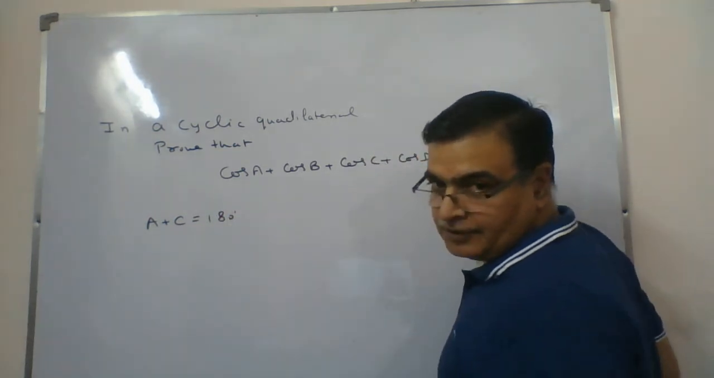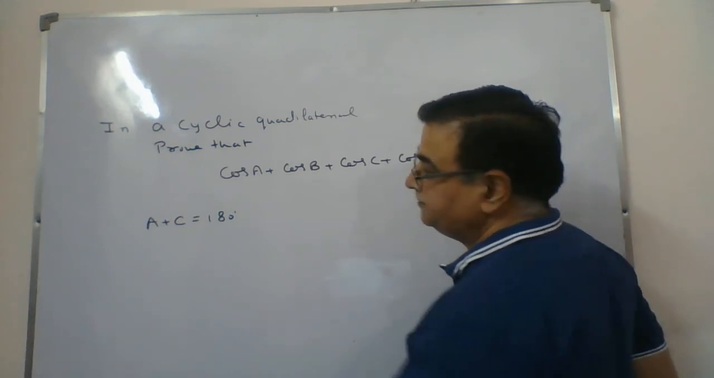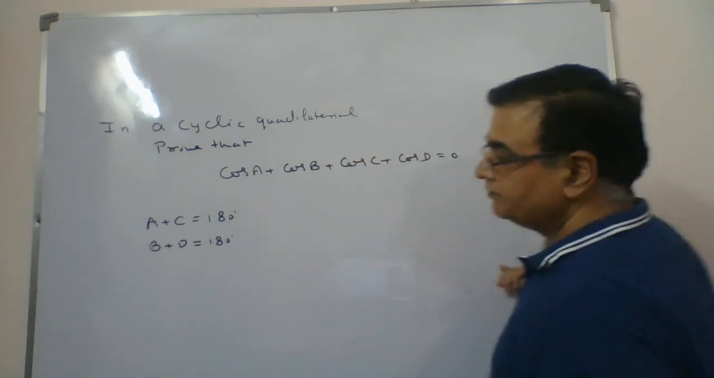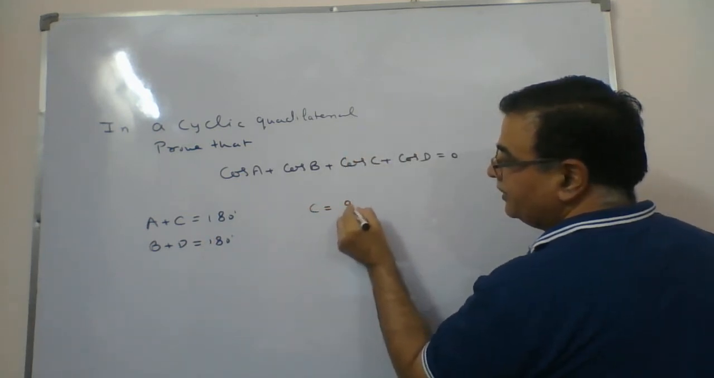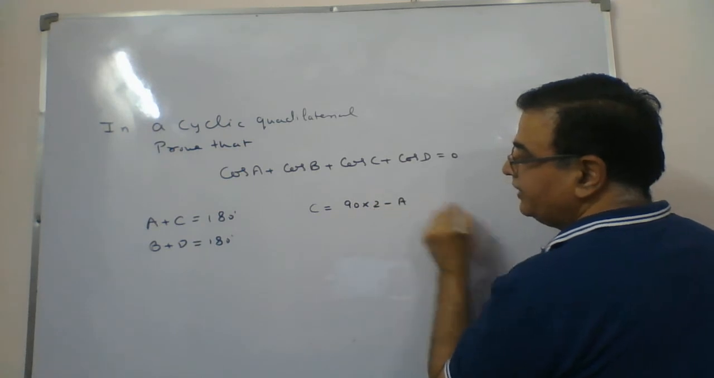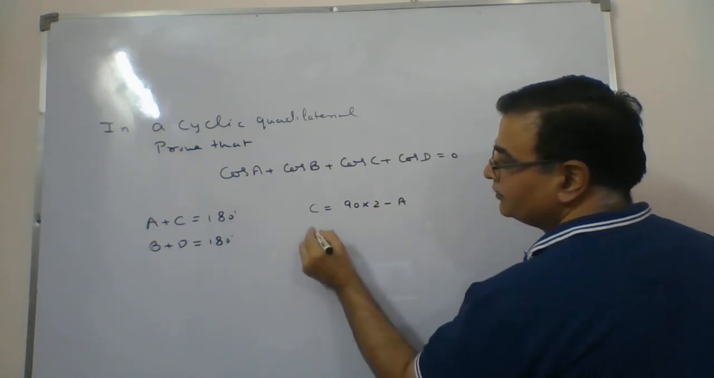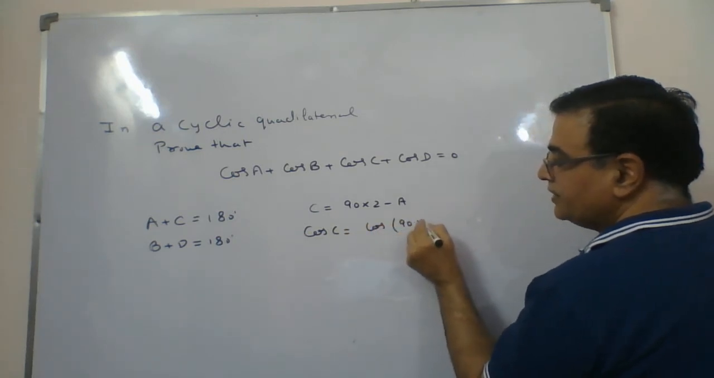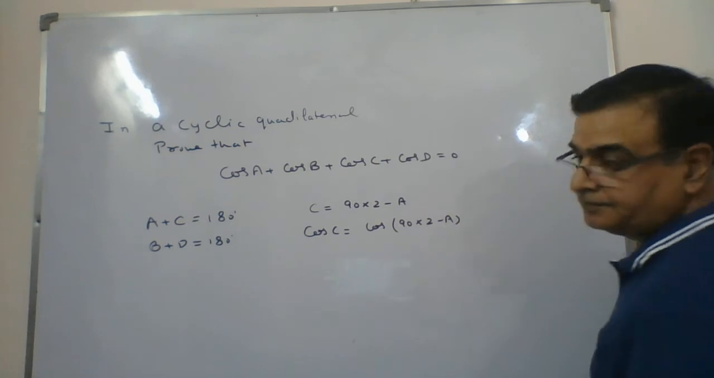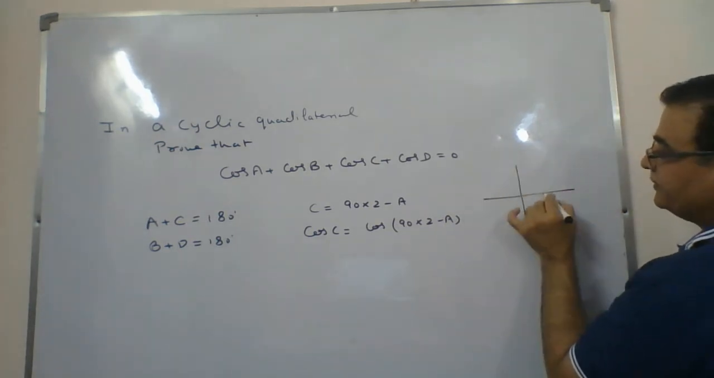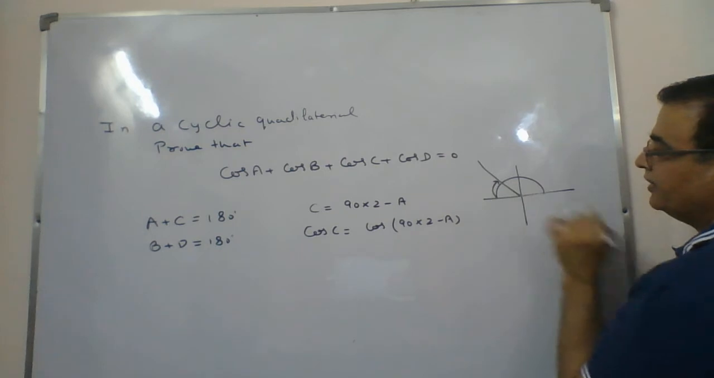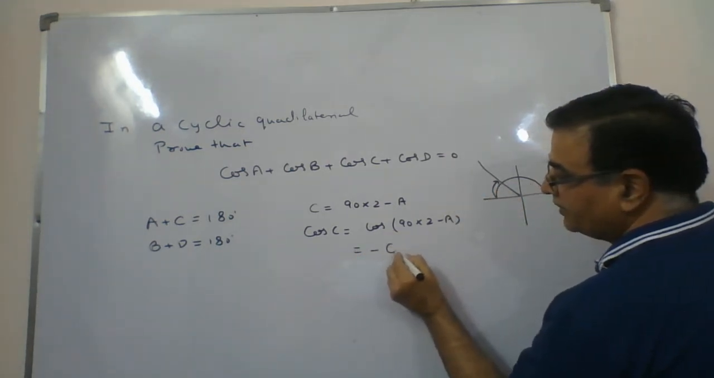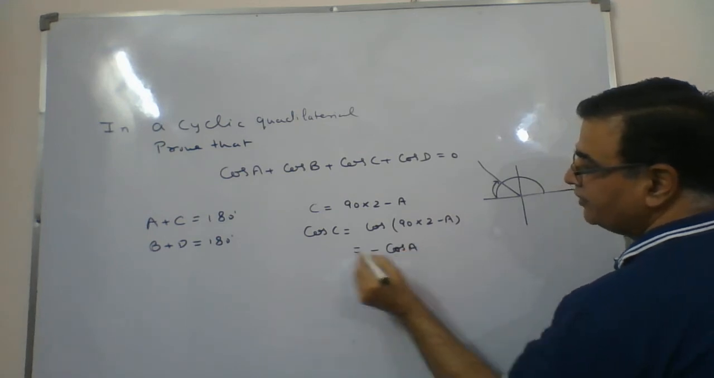Sum of opposite angles of a quadrilateral should be 180, and B plus D comes out to be 180. Then clearly C will be 90 into 2 minus A. I want cos, so I write down cos of C will be cos of 90 into 2 minus A. 90 into 2 minus A means somewhere here, quadrant number 2. In quadrant number 2 cos will be minus, so it will come minus of cos A because it's an even number.